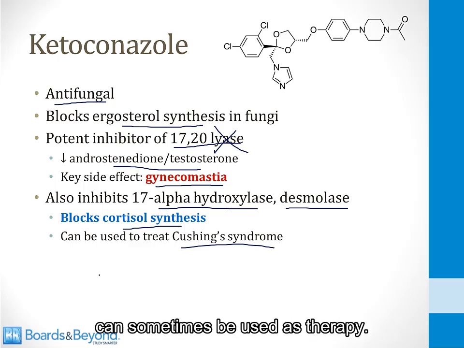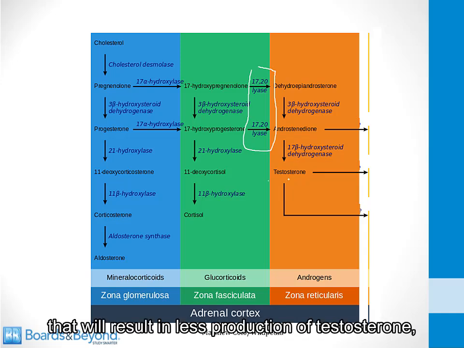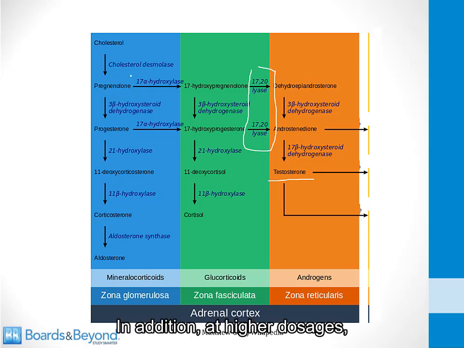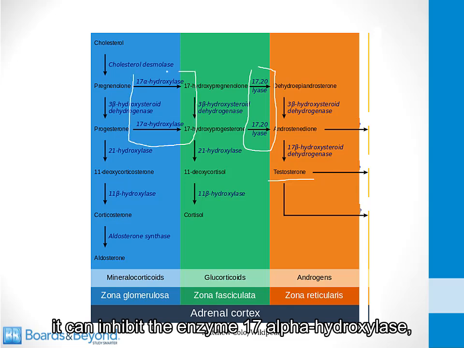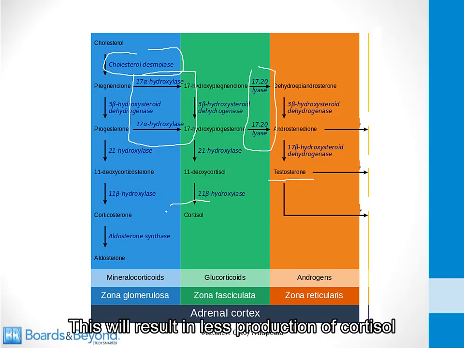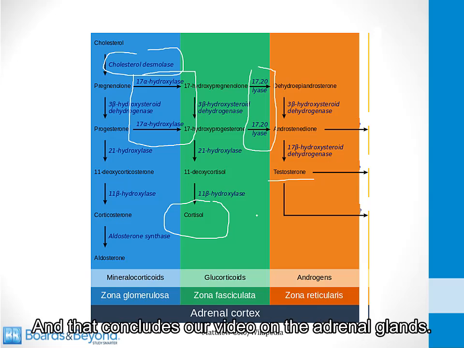If we go back to this slide, ketoconazole can inhibit the enzyme 17,20-lyase. That will result in less production of testosterone, and that's why gynecomastia can be a side effect in men. In addition, at higher dosages, it can inhibit the enzyme 17-alpha hydroxylase and also the enzyme desmolase. This will result in less production of cortisol, and that's why ketoconazole can sometimes be used to treat Cushing syndrome. And that concludes our video on the adrenal glands.